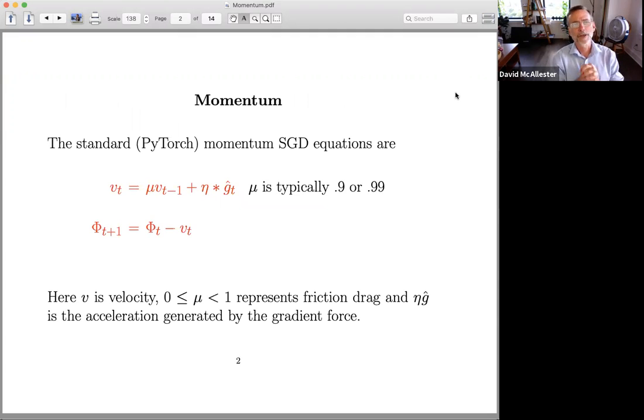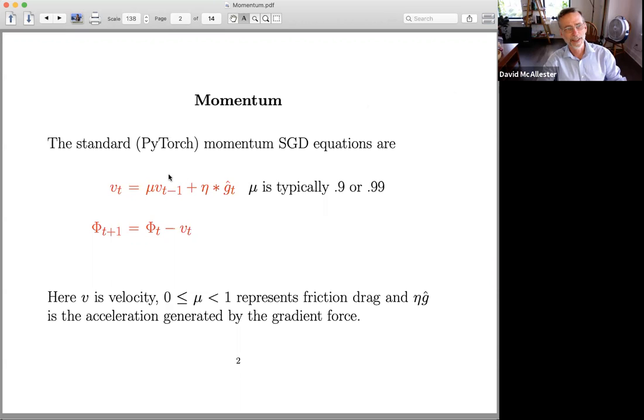So this is the standard formulation of momentum that's used in PyTorch. There's an analogy with a physical system. In a physical system, this is called heavy ball momentum. In this case, it's the parameter vector, but you think of it as a ball moving through space, and it has a velocity, and it has a force on it, and it has momentum.